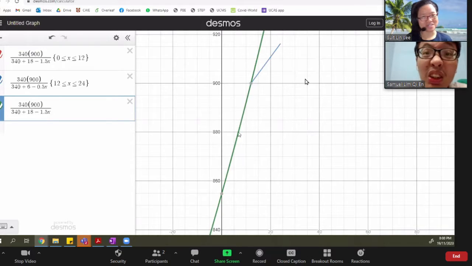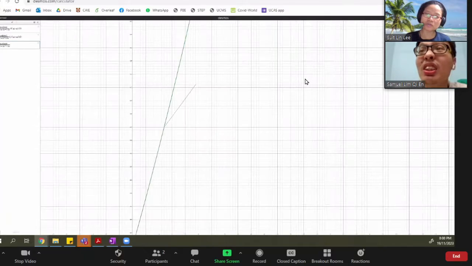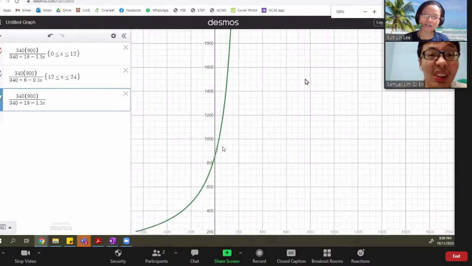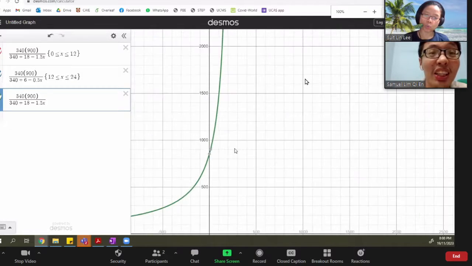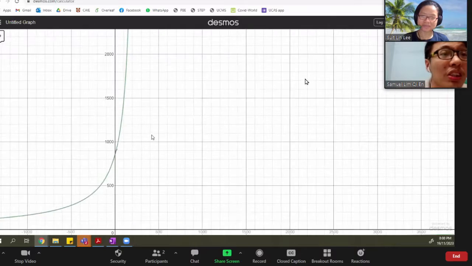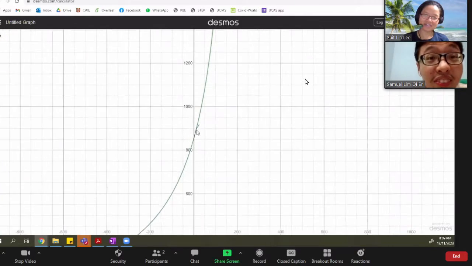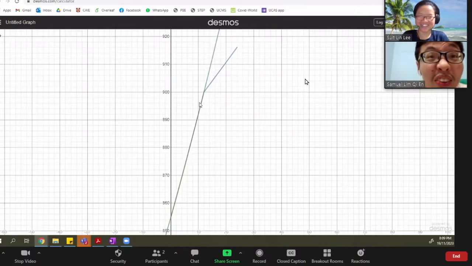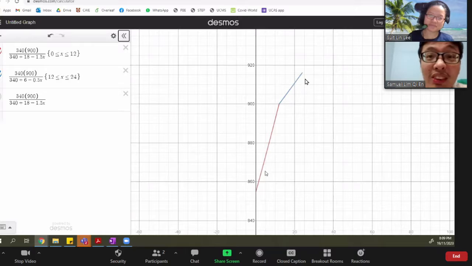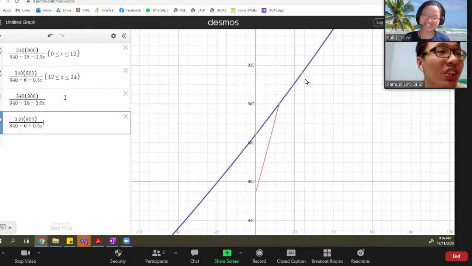It looks like a straight line, but if you scroll out, oh shoot, what did I do? If I zoom out, it's not a straight line. Magic happened. It's no longer a straight line. It's this. But if you zoom in, back to this part, it looks like a straight line. So it's an illusion, exactly.